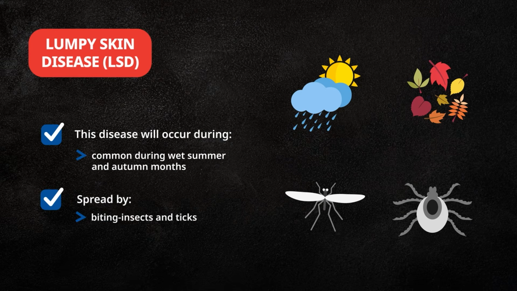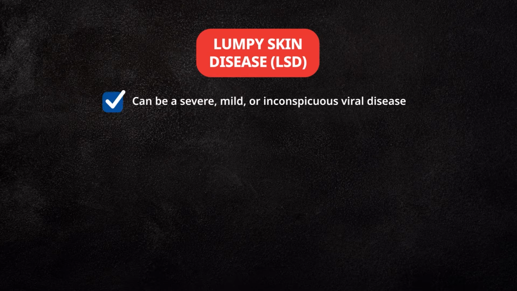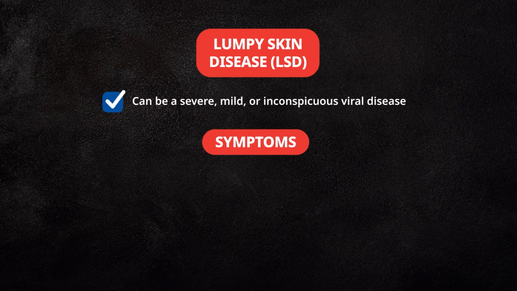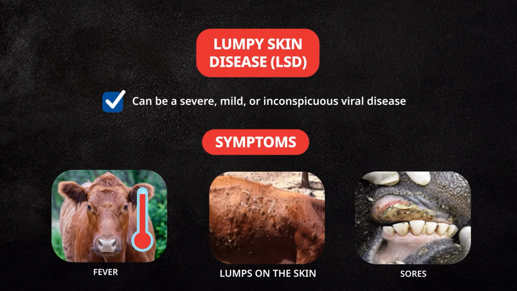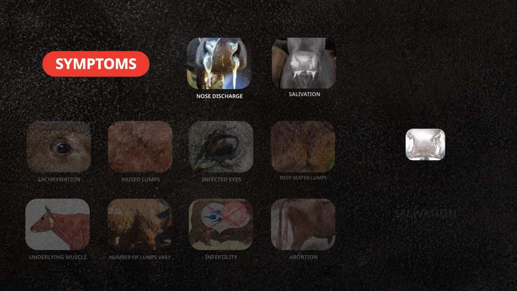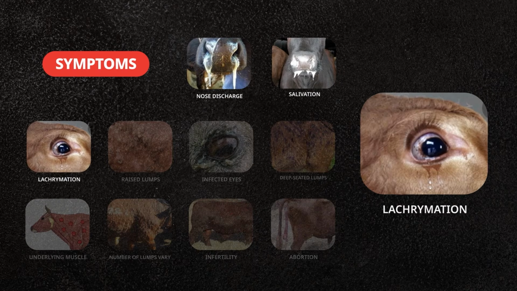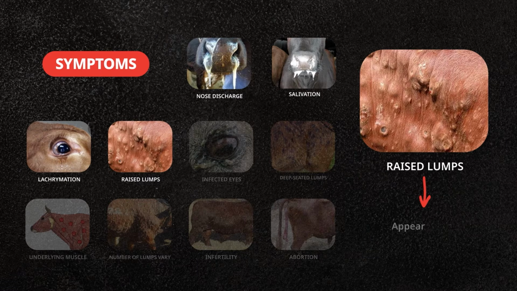Lumpy skin disease can be a severe, mild, or inconspicuous viral disease, and clinical symptoms involve a fever, lumps in the skin, and sores in the mucous membranes of the mouth and throat. Animals may show some discharge from the nose, salivation, and lacrimation. The raised lumps in the skin will appear either just before or during the second fever phase.